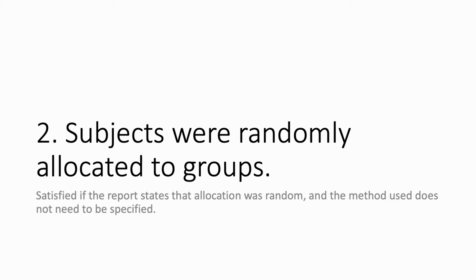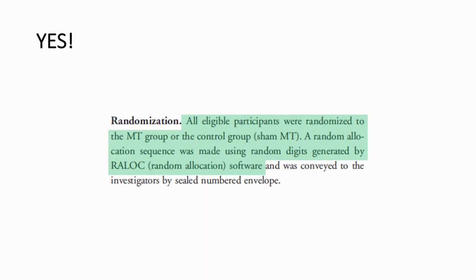However, the method that they use does not need to be specified. Simply stating that allocation was random is enough to satisfy this criterion. And these researchers did meet this criterion. So they said in their report that all eligible participants were randomized to either the mirror therapy group or a sham mirror therapy. And in this case, they did say how they did it. They used a random allocation sequence using a specific software.